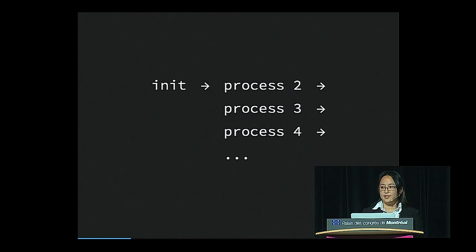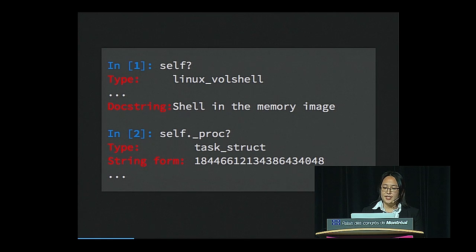So if Volatility has actually found the init task, then it's probably found the kernel, and we can get to all the other processes. So let's use the IPython interface to ask some basic questions, just to establish the suspect's identity. The Volatility shell object is presented as self, and the task currently under interrogation, supposedly init, is an attribute on the shell named proc. We can start off with something easy. Let's say, hey, what are you? Task struct, it answers. And that'd be great if we knew what a task struct was.